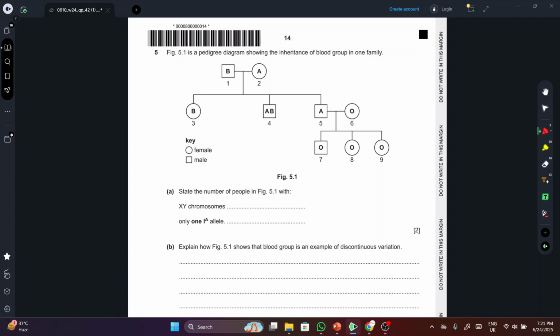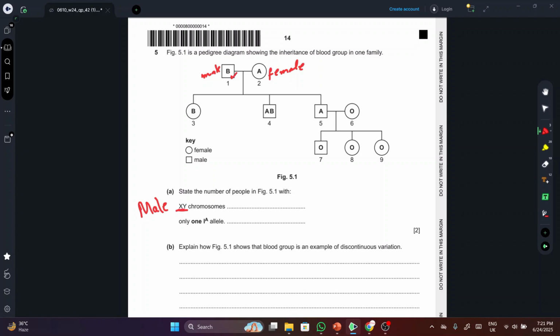You can see that male and female both are mentioned here. So the circle is presented by the female, and then we have this next generation. The number of people with XY, it means they are asking about the male. So let's find how many males are there.